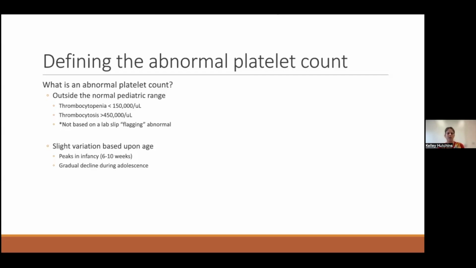And then it can be categorized similar to neutropenia, like mild, moderate, severe. So thrombocytopenia: 100 to 150 is mild, 50 to 100 is moderate, and less than 50 is severe. Similarly with thrombocytosis, but a little bit broader: 450 to 700, 700 to a million, and then over a million would be your extreme. And again, this can vary based on patients' ages. There is a general decline a little bit in adolescence, but again, about 150 is what we say is the cutoff for thrombocytopenia.